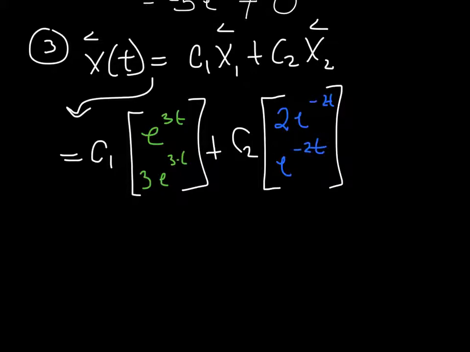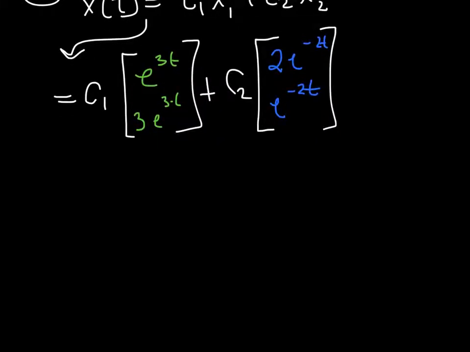Technically we could have done part 3 before part 2, but that's fine. It's nice that you do it at 3 because you do want to verify that the solutions are linearly independent. Because if they aren't, then this is not the solution.